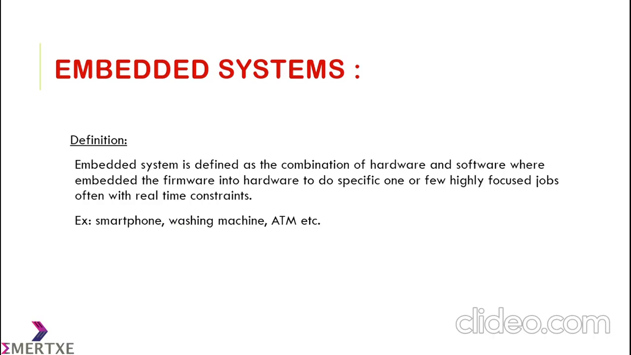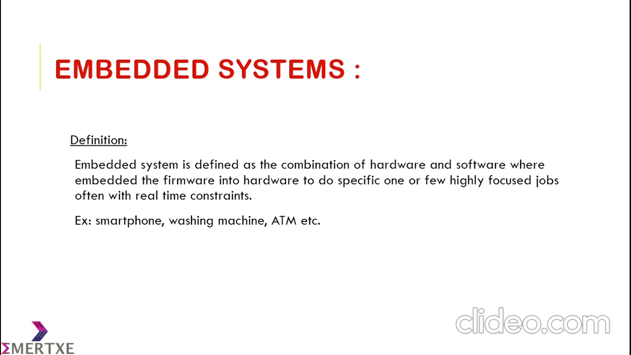Moving further, let's see what an embedded system is. As the definition suggests, an embedded system is a combination of both hardware and software. We generally compose a code, which is called firmware, and after developing the code, it is embedded and integrated with the hardware to do a specific job or a few highly focused jobs. In this way, embedded systems work.